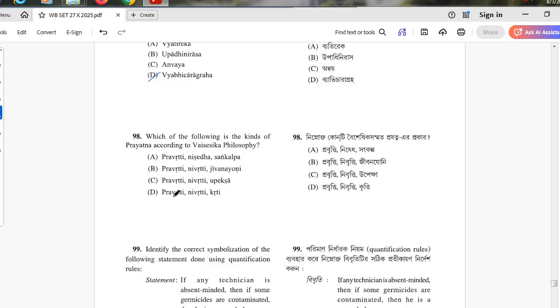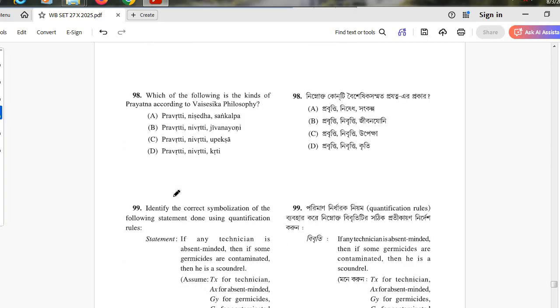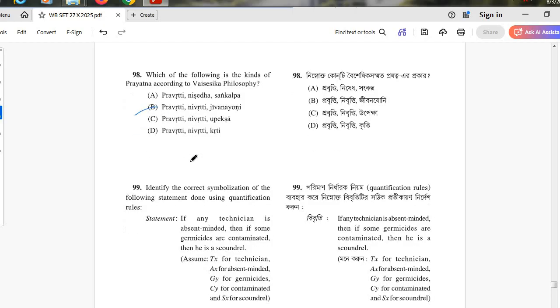Question 98: Which of the following are the kinds of prayatna according to Vaisheshika philosophy? A, Pravritti, Nishedha, Sankalpa. B, Pravritti, Nivritti, Jivanayoni. Option C, Pravritti, Nivritti, Upeksha. And option D, Pravritti, Nivritti and Kriti. Question 98, the option is B, Pravritti, Nivritti and Jivanayoni.